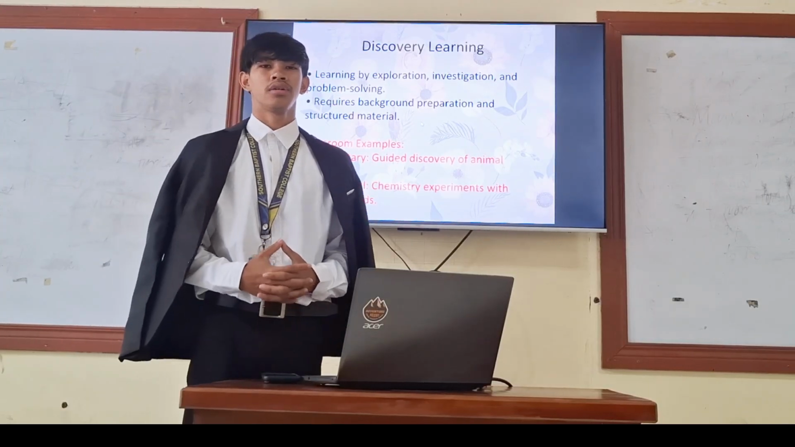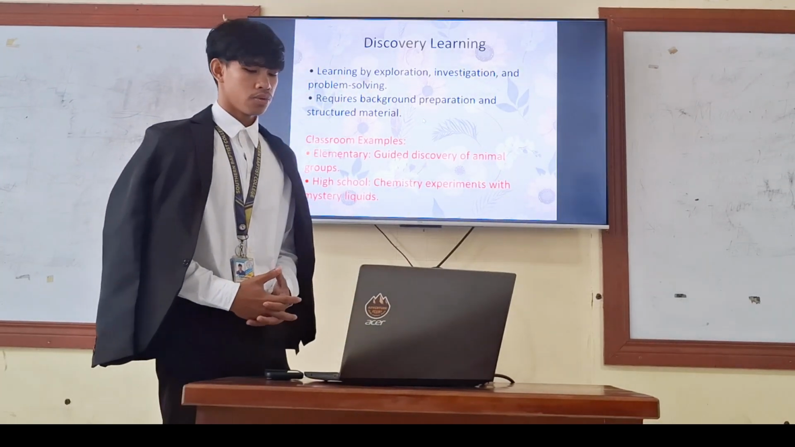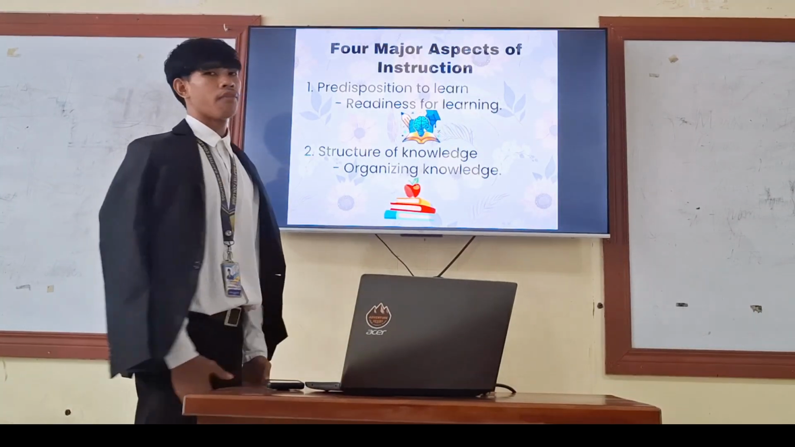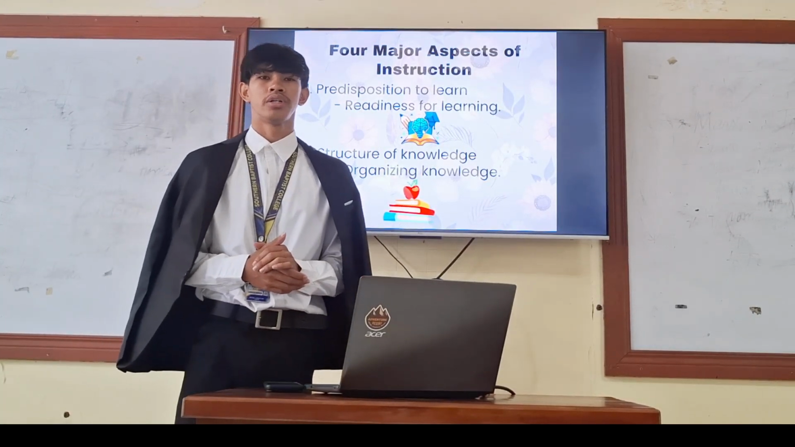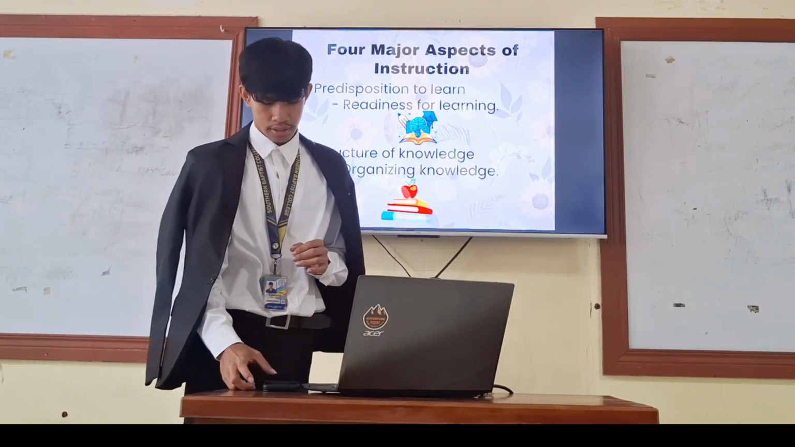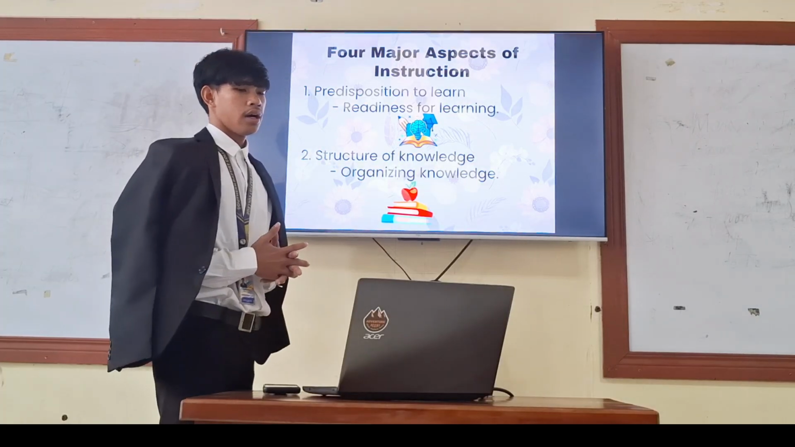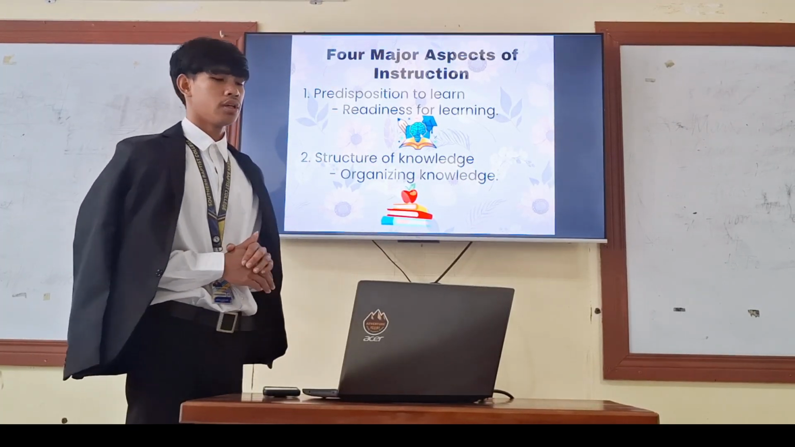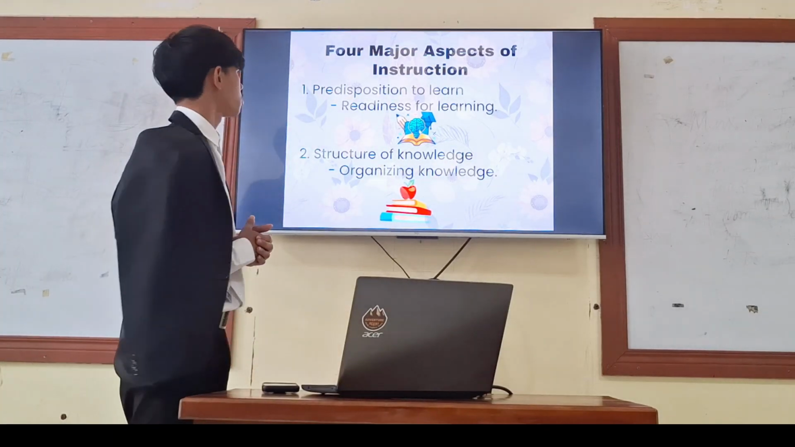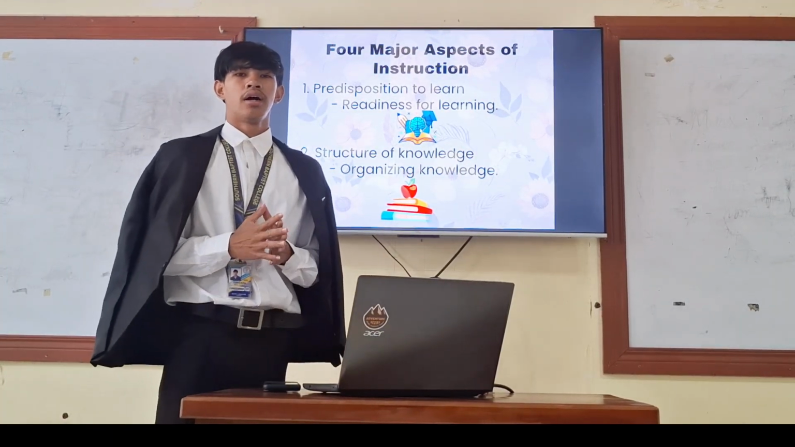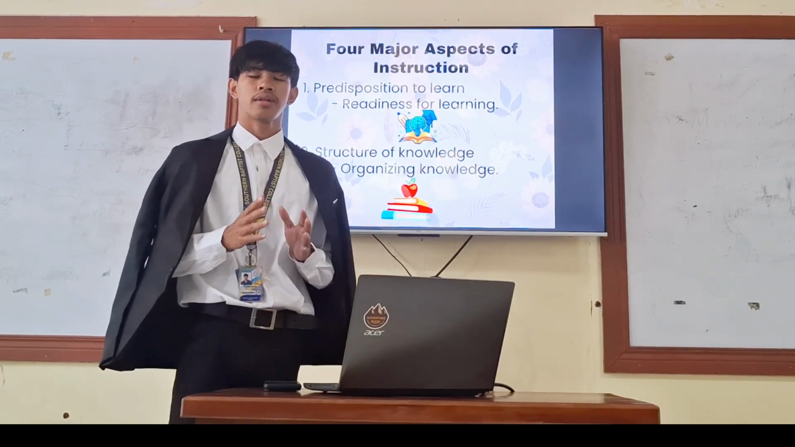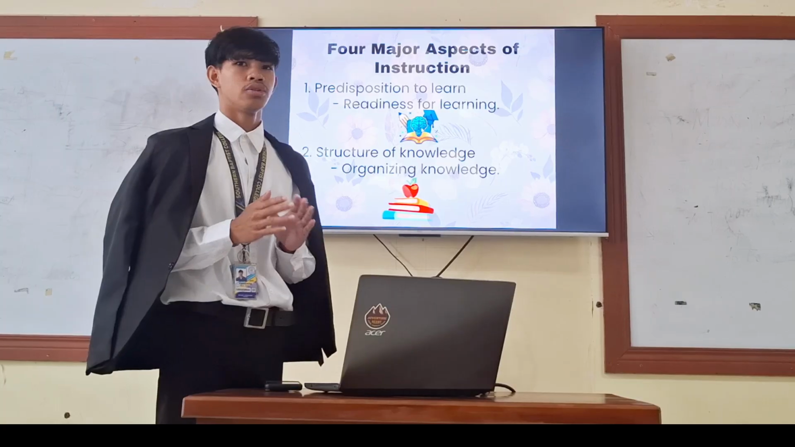So once again, good morning everyone. So our topic is all about four major aspects of discussion of the Bruner theory, 1966. So among four major aspects of discussion, the first one is predisposition to learn, which means readiness for learning. Students learn best when they are according to their cognitive abilities and their age.